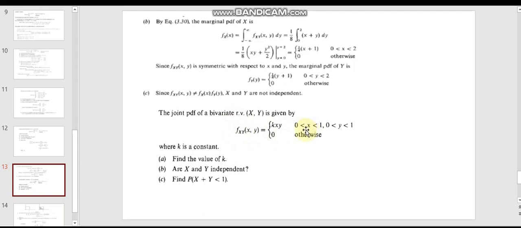The limits are given from 0 to 1. So I will integrate from 0 to 1 along the x variable, and from 0 to 1 along the y variable, and it should be equal to 1. In this way I can find the value of k. Then I have to check whether x and y are independent, in which case the product of the marginal PDFs of x and y should be equal to the joint PDF of x and y. In the C part I have to find the probability that x plus y is less than 1.